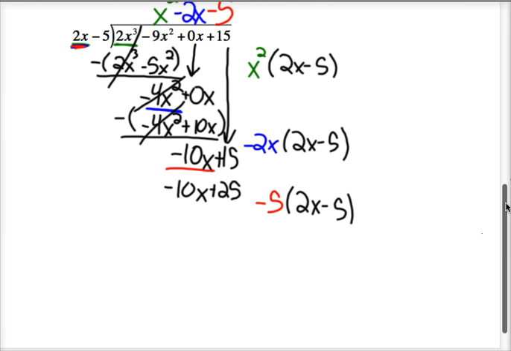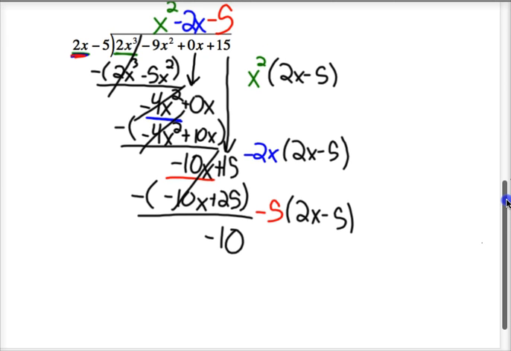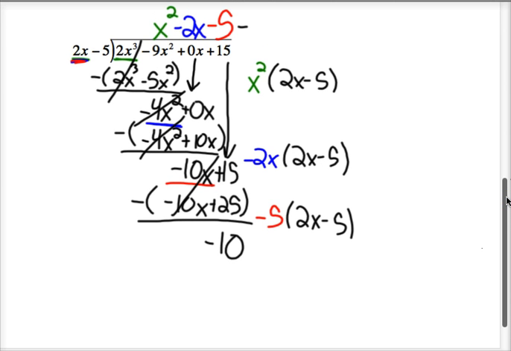And now again, I'm going to see how close did I get. So I'm going to subtract it off. So negative 10x minus negative 10x cancels just like we wanted it to. 15 minus 25 leaves me with a negative 10. And remember, when you're left with just a number, that 2x minus 5 can't go into just a number. So what that means is that negative 10 is my remainder. That's left still over that 2x minus 5.